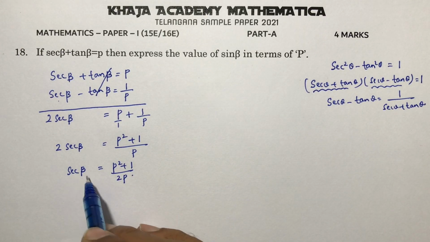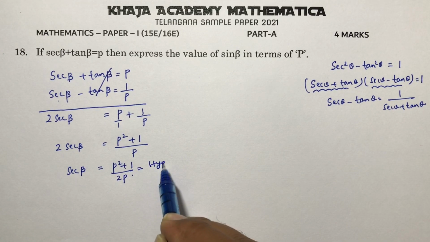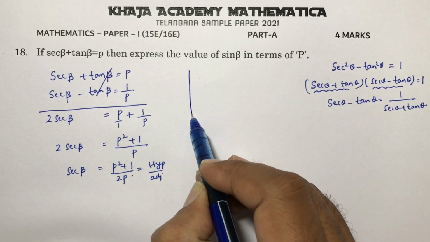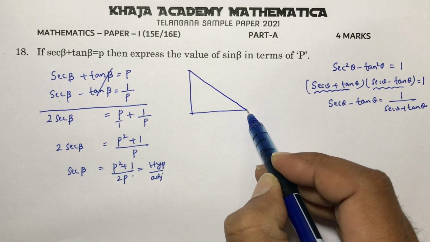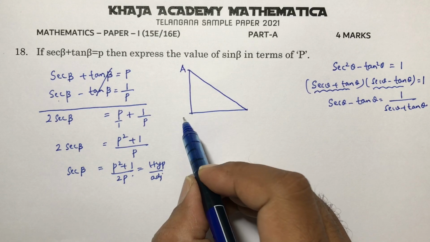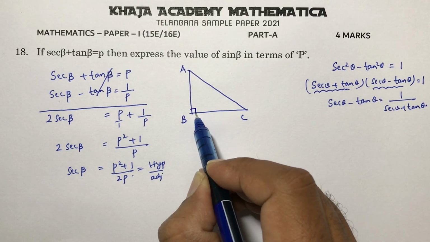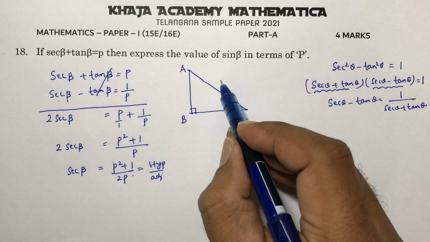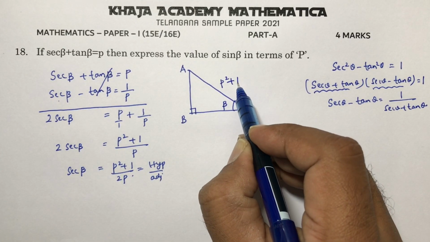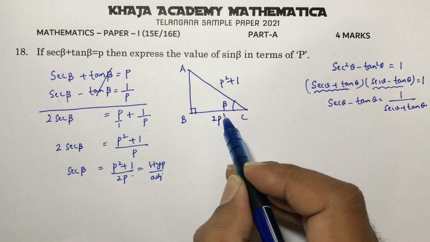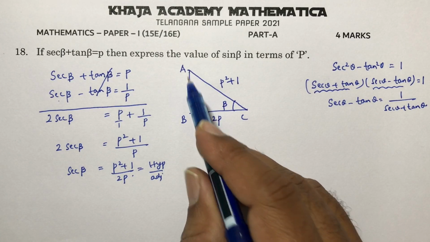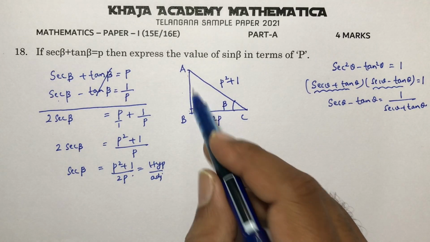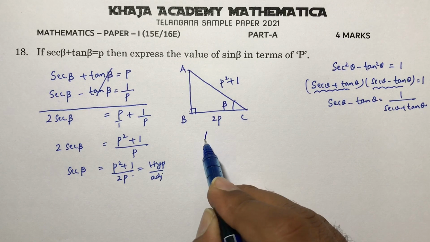Now secant theta ratio is hypotenuse by adjacent. So I'll take one right angle triangle here. So A, B, C. I'll take right angle at B. Here I'll take the angle beta. So hypotenuse is p square plus 1 and adjacent is 2p. So I'll apply Pythagoras theorem and I'll calculate AB, because sin beta is opposite by hypotenuse. So I need AB.